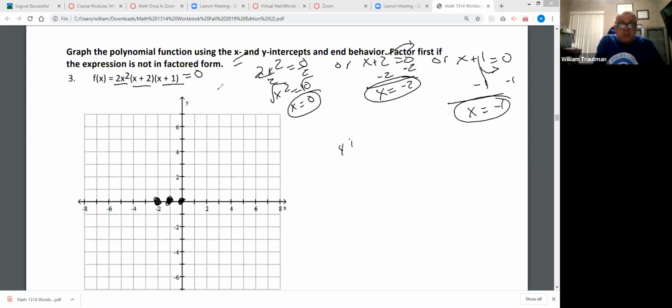The X-intercept is when we make y equal to 0. So we did that already. Y-intercept is when we make x equal to 0. So now I'm going to find the Y-intercept, and I'm going to make all x's equal to 0 in the problem.